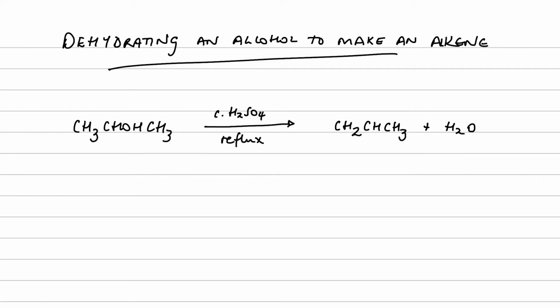We might pass an alcohol vapor over an aluminium oxide catalyst at 300 degrees C, or we could heat our alcohol with concentrated sulphuric acid. The acid is behaving as a catalyst, and we're heating it under reflux. Let's have a look at the mechanism.